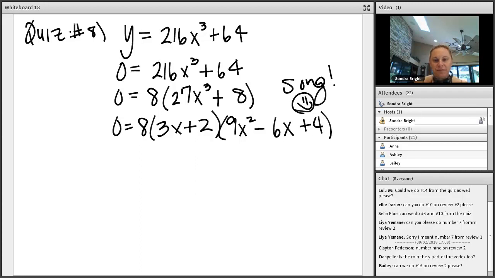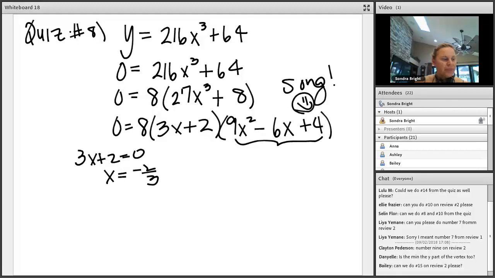Okay, so here's the deal with this. This guy here, you will always, always, always need to do quadratic formula on it. It will never factor, because I'm going to tell you right now, you're going to get 2 imaginary roots from that guy right there. So we've got 3x plus 2 equals 0, which will give you your one real root of x equals negative 2/3.